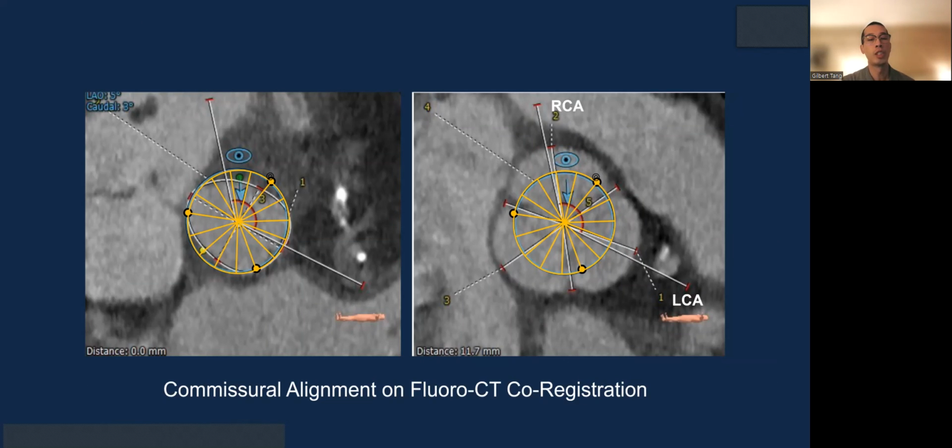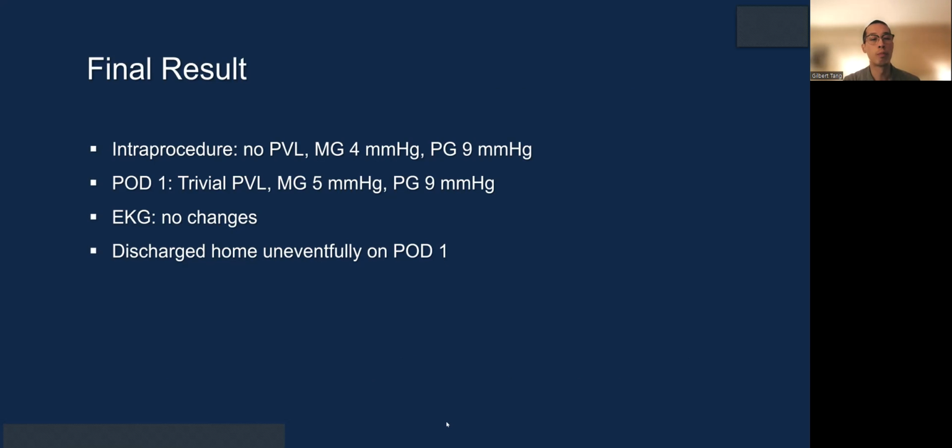On the fluoro-CT co-registration, you can see excellent commissural alignment. The patient had first-degree PVL, low gradient as expected with the Evolut FX, no EKG changes, and the patient went home the next day.